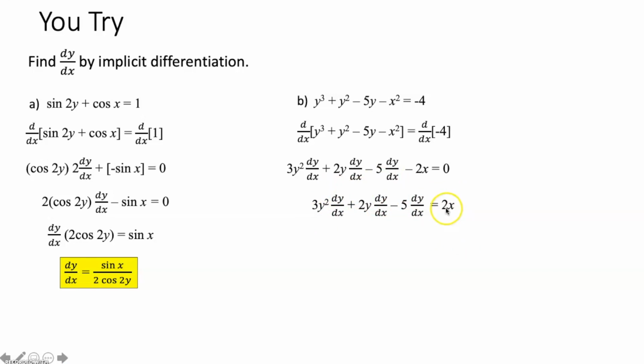So I can move on to step 3, which is to factor out a dy/dx. Over here, we just had one term, so we didn't really have to factor out the dy/dx. Here we have 3 terms, so I do need to factor out a dy/dx from each of those terms. I then move on to step 4, which is to solve for dy/dx. So to get dy/dx by itself, I just divide both sides by 3y squared plus 2y minus 5, and I have my dy/dx, and I'm all done.